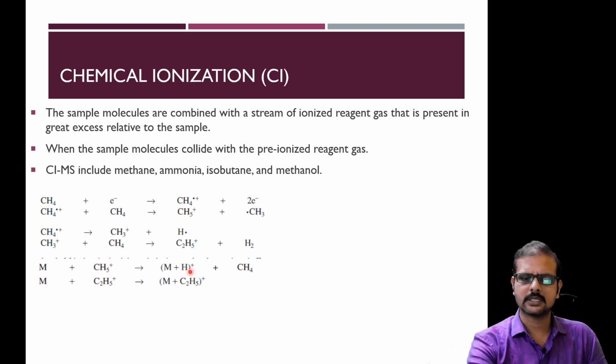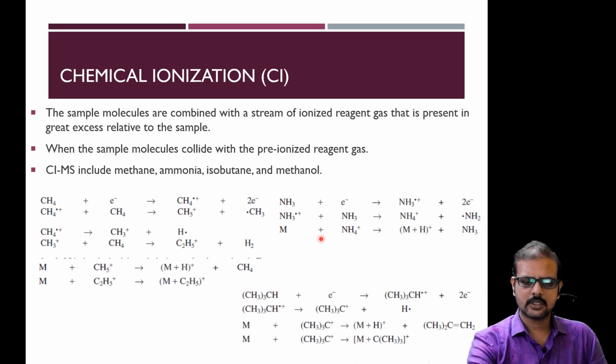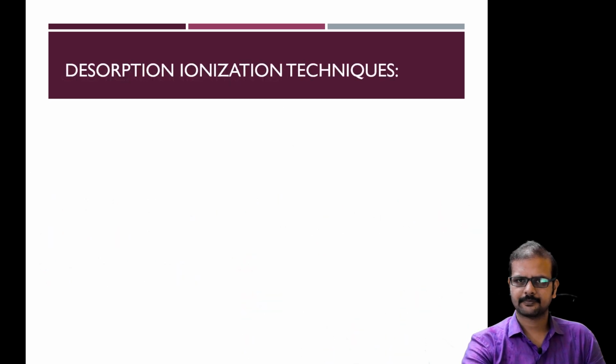In ammonia, the same process is involved: the electron hits the ammonia first, then the molecule is converted into M plus H, that is, a proton is attached to the molecule. It's the same in butane and isobutane. So these are the different methods used.